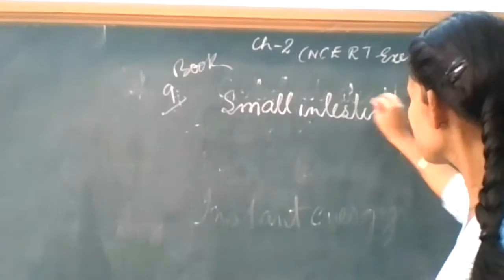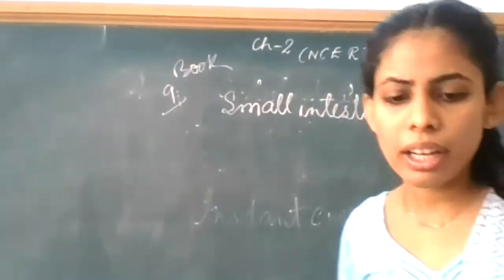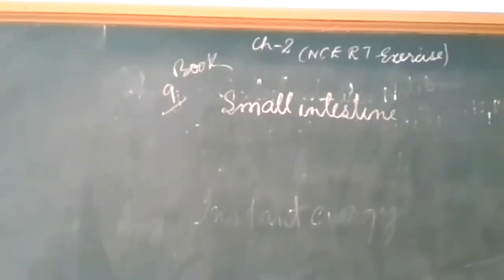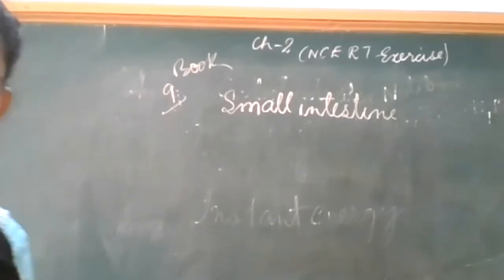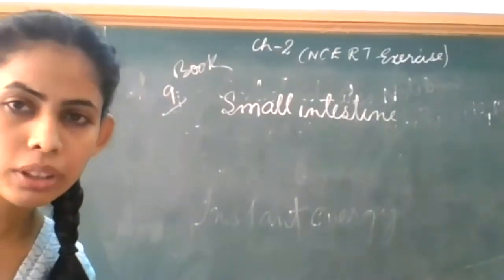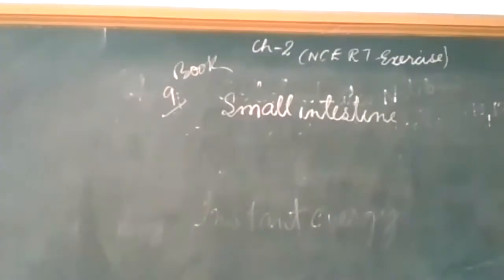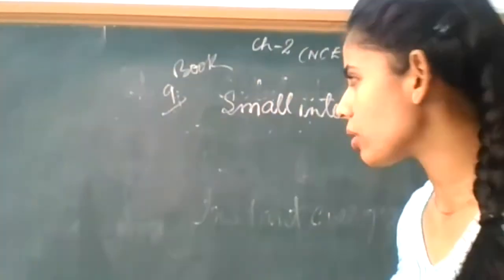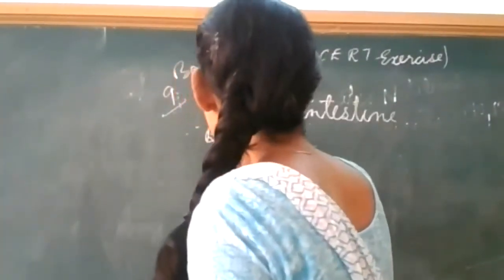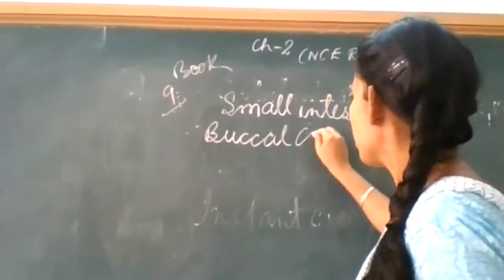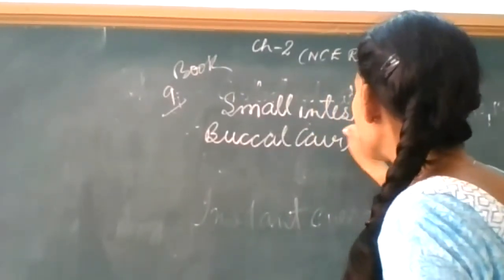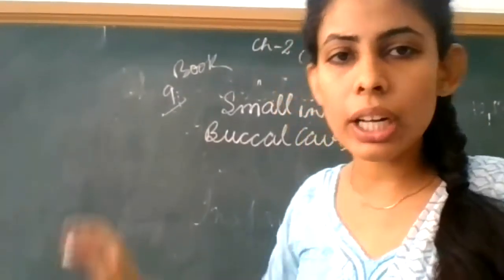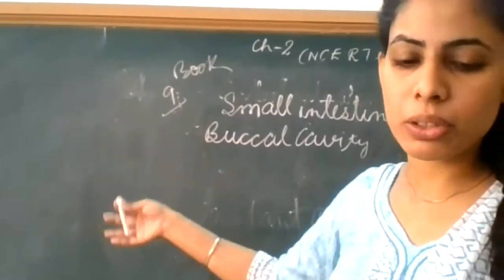And the next is chewing of food. Krishiv. Buccal cavity. Yes, it is buccal cavity. Or you can also write mouth. Don't get confused if it is written as oral cavity also. Okay. Clear? Oral भी हो सकता है, mouth भी आ सकता है, buccal cavity भी हो सकता है.